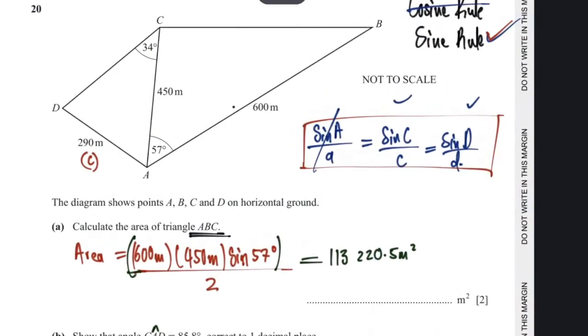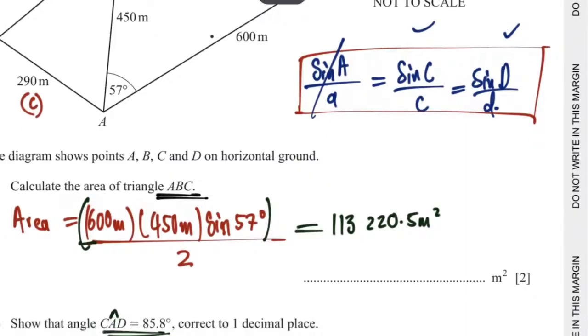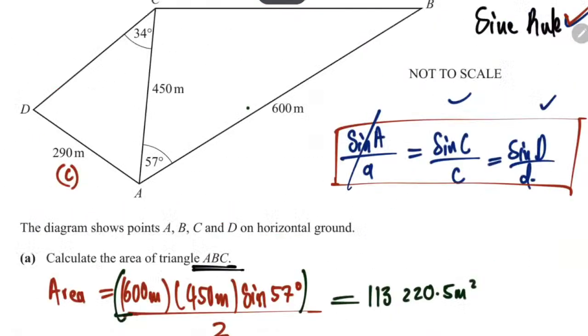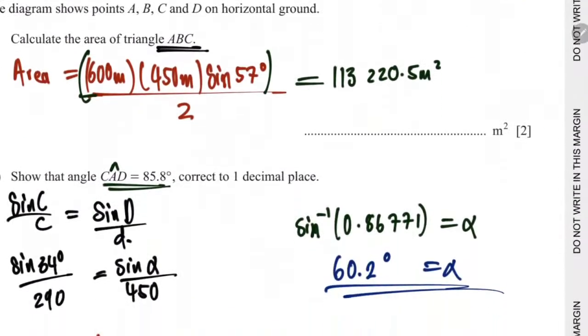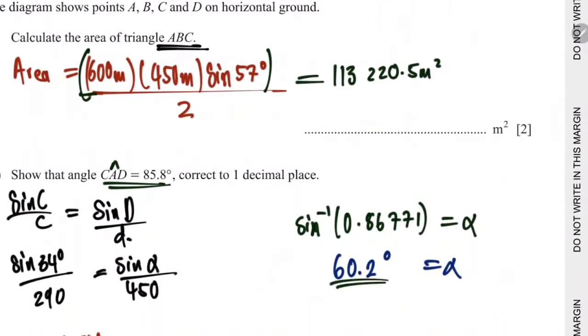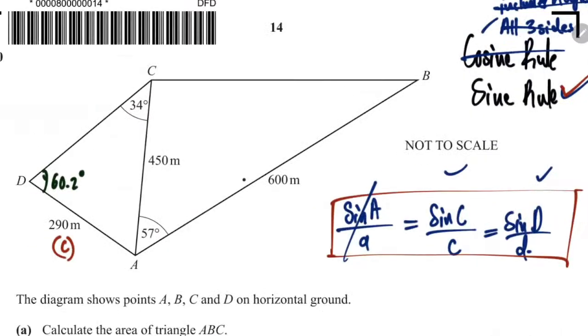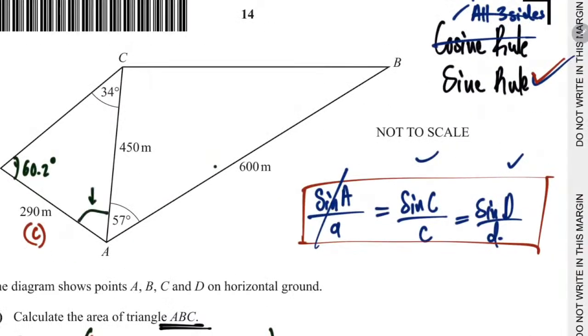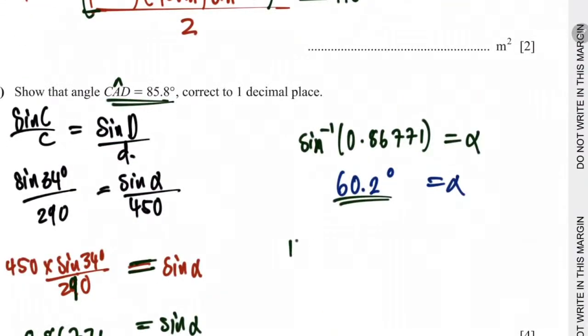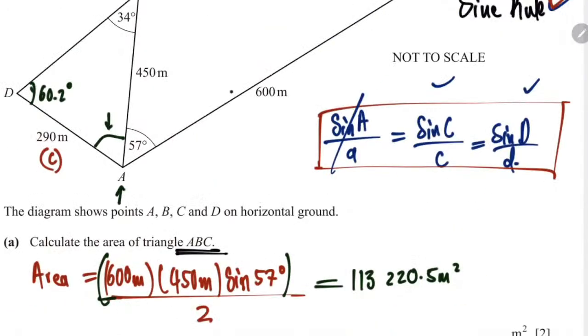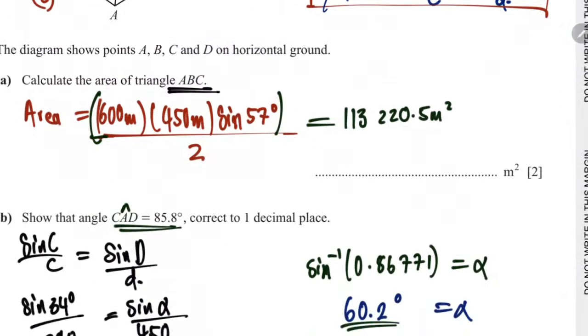Oh, yeah. In the last one, with the sine rule, we got 60.2, but it was not the one we wanted. 60.2 degrees was this one. They want this one here. So to get the angle at A, because they wanted the angle at A, you're going to say 180 minus theta. Okay, it just came back. How come you guys didn't tell me?